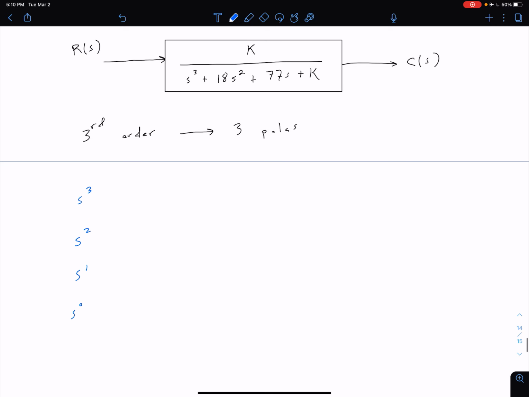And so we populate our first row by looking at our s cubed coefficient. We skip 1 to go to our s coefficient. If we skip 1, we're then out of coefficients, so we just have 1 and 77 in our first row. As we saw in our previous example with the third order system, we did not need to include a 0 here. Again, if you're unsure, it doesn't hurt to include the 0, but once you get more comfortable, you realize you don't need to include that. For the second row, we're going to come back and add the coefficients that we skipped over. So we have 18 as our s squared coefficient, and then k as our s to the 0 coefficient. So those are going to become entries in our second row here and here.